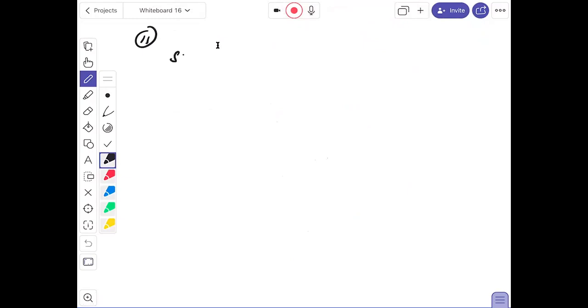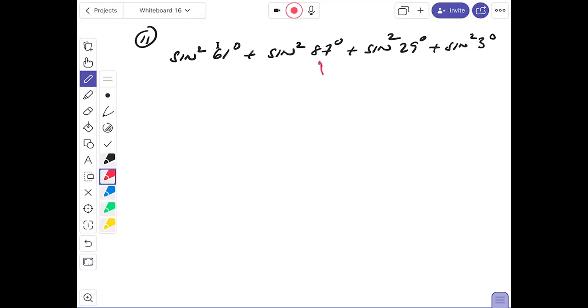And number 11, sine squared 61 degrees, plus sine squared 87 degrees, plus sine squared 29 degrees, plus sine squared 3 degrees. Well, before I do anything, I want to point out, I'm noticing these things here are complements. What do you mean by that? 87 and 3 is 90, and 61 and 29, right? That's also 90. So I'm going to use the cofunction identities as they point out.